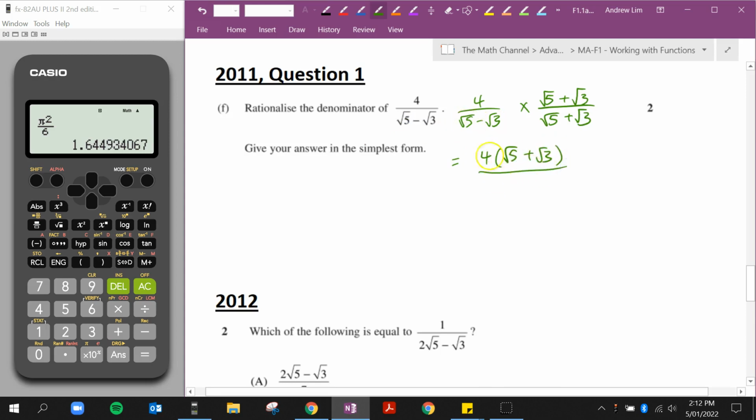over 5 squared. Root 5 squared is 5. Put a minus sign. Root 3 squared is 3. 5 minus 3 is 2. So I might just put a 2 there. And I know that that's going to simplify to give me just 2 lots of root 5 plus root 3, which I'm just going to expand out to 2 root 5 plus 2 root 3.